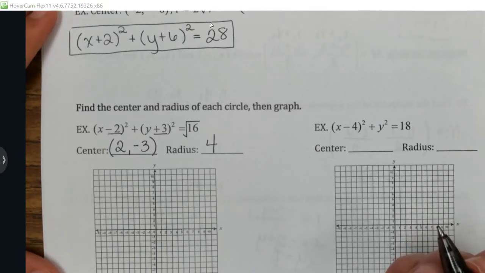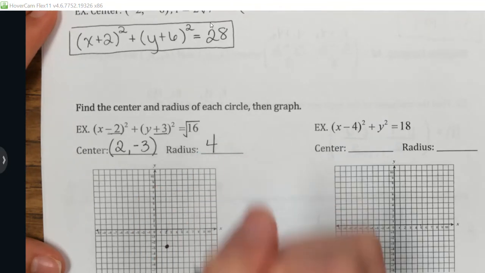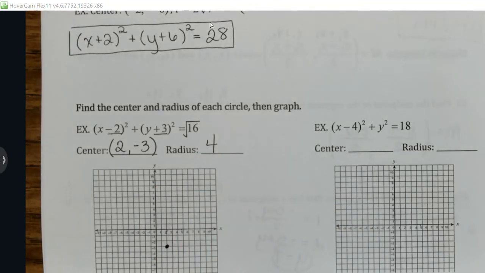So I'm going to plot 2, negative 3. And what I'm going to do is I'm going to go 4 to the left, 4 to the right, 4 up, 4 down. So I'm going to have those 4 points around that center to where I can draw the best circle that I can. Okay?